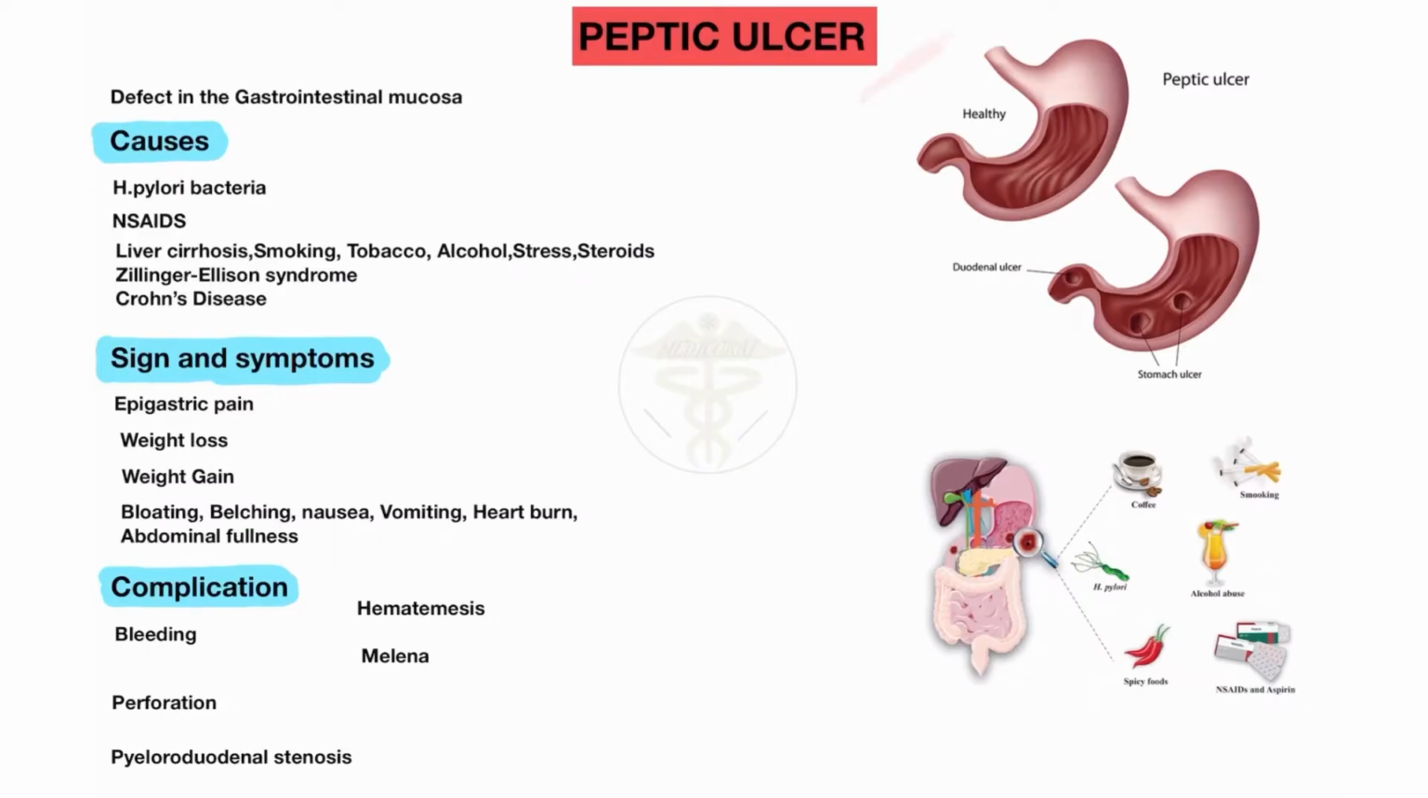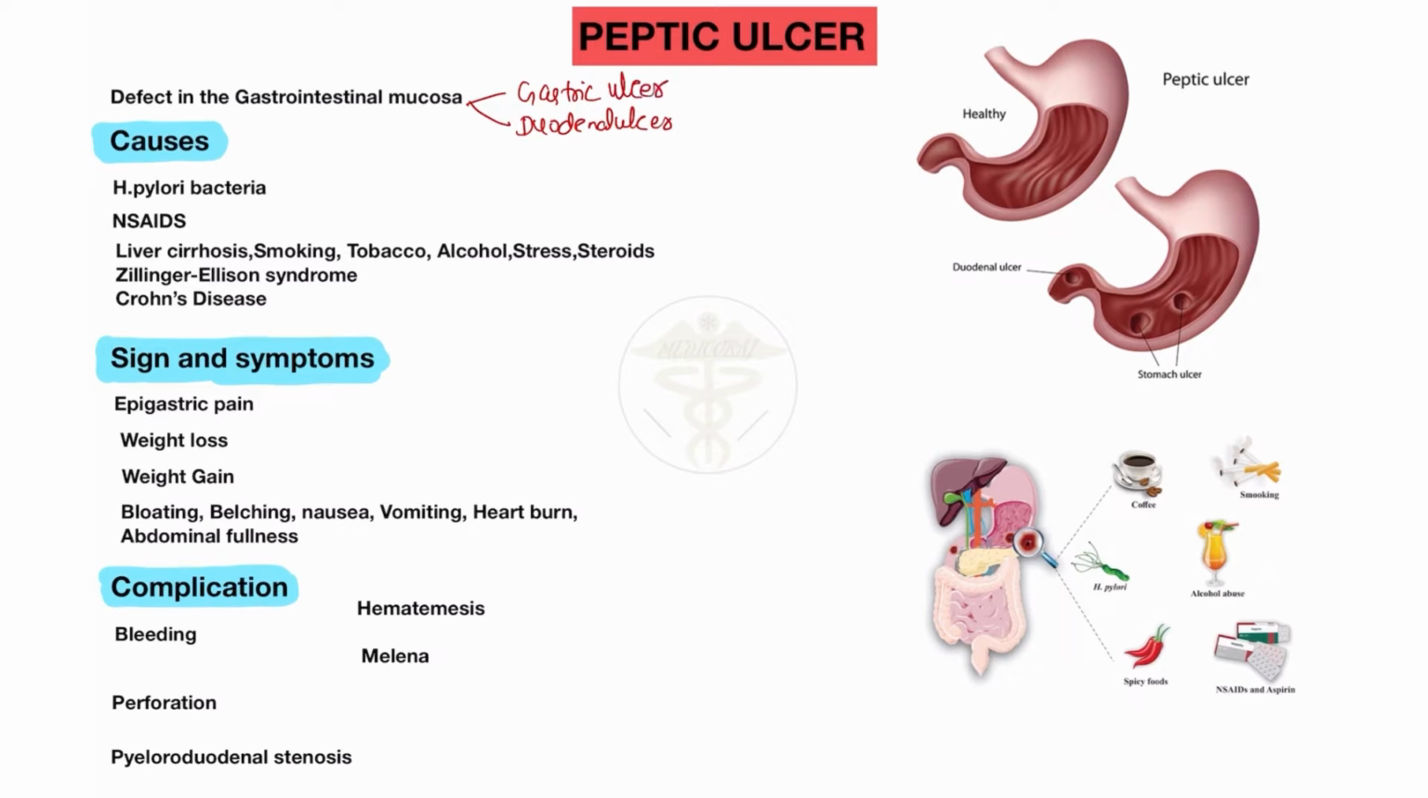Peptic ulcer is a defect in the gastrointestinal mucosa. A defect occurring in the gastrointestinal mucosa causes peptic ulcer. There are mostly two types of peptic ulcer you will study in this video. First is the gastric ulcer, which occurs in the stomach, and the second is the duodenal ulcer, which occurs in the upper part of the duodenum.